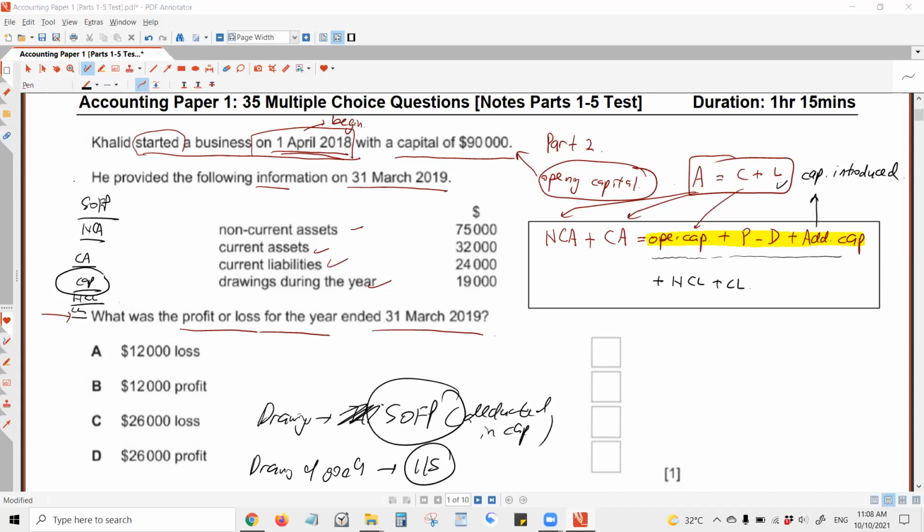So put in the numbers. You have NCA here, so put in 75,000 plus 32,000. Once you have used any number, cross it off. Opening capital 90,000, plus this missing figure, this is the unknown. Drawings 19,000.